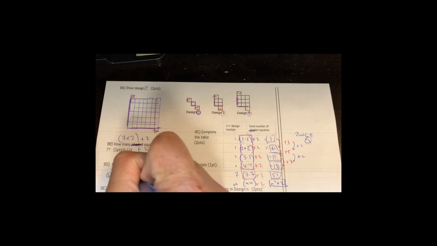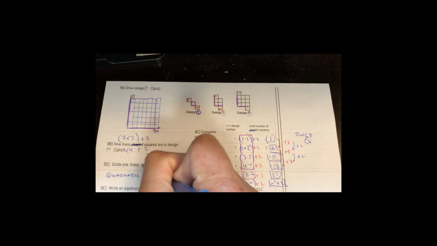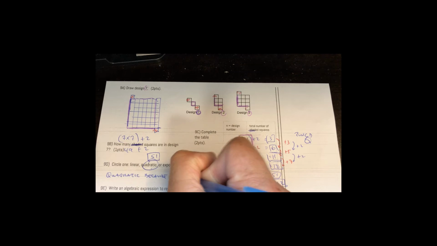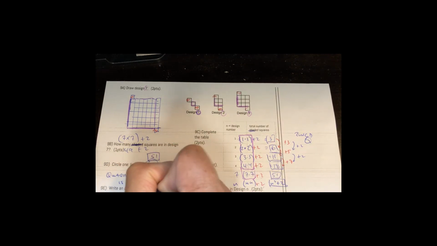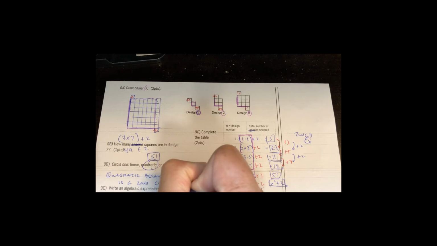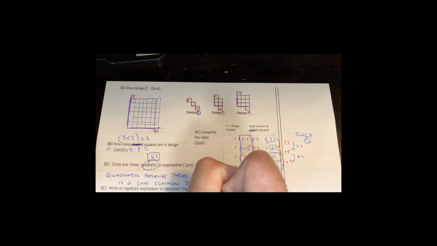Quadratic, because there is a second common difference.